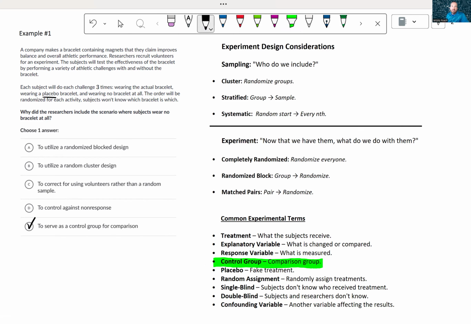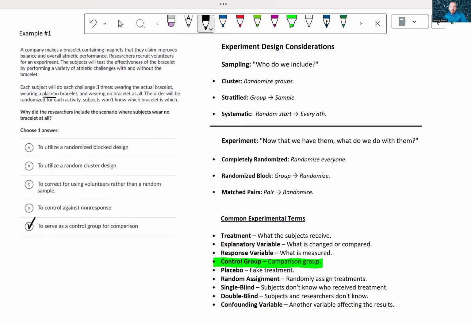Looking at the randomized block design, random cluster design, each group in the study is a treatment or a control group. So no blocking was used in this study. Random cluster design is a sampling method. It's not experimental design. And then C says to correct for using volunteers rather than a random sample.